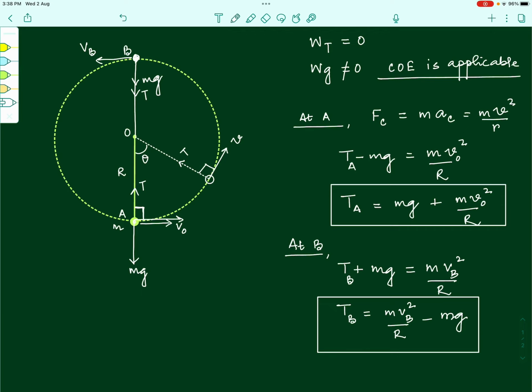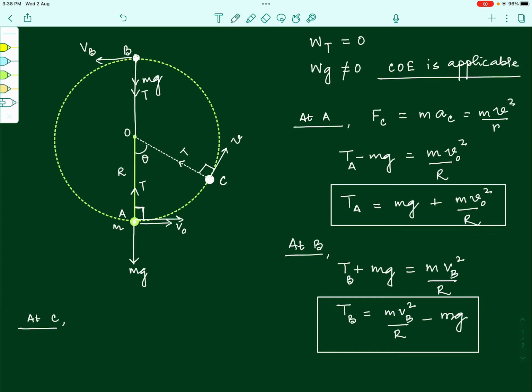And now we can look forward to write the equation for force at any general point. This point that we have taken over here, which makes an angle theta with the vertical, let's call this point as the point C. Then at C, if we try to write a similar equation, it will be the net force towards the center. Now this is important here.